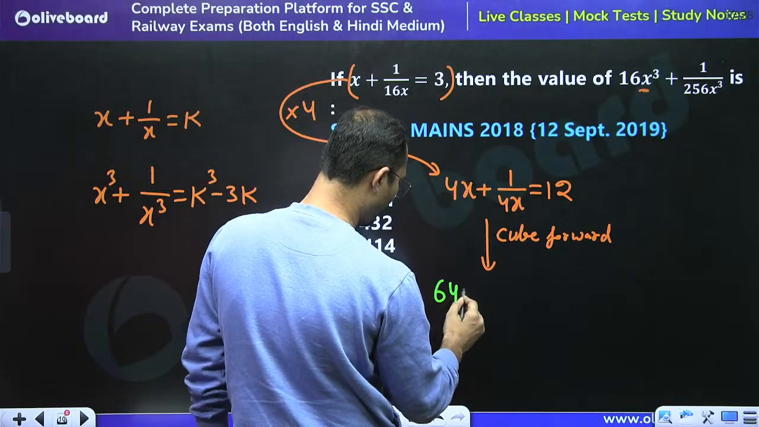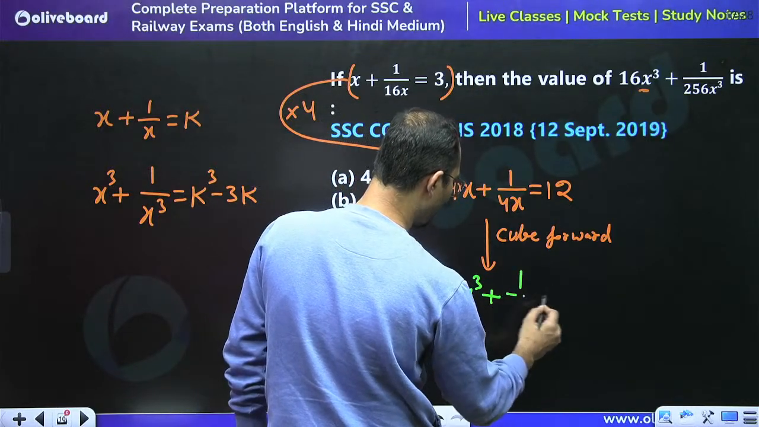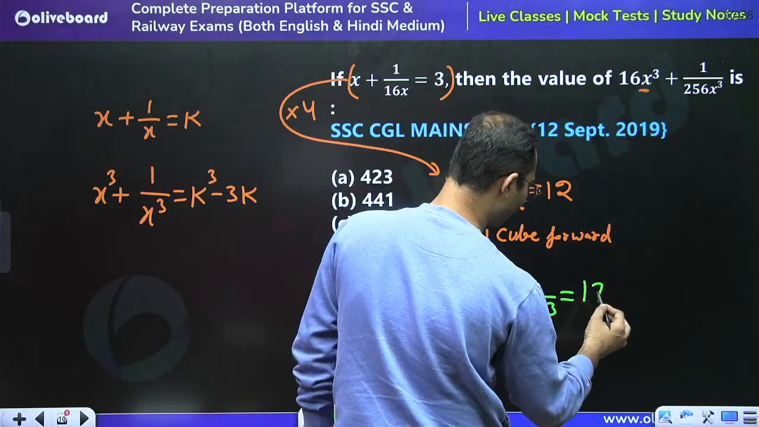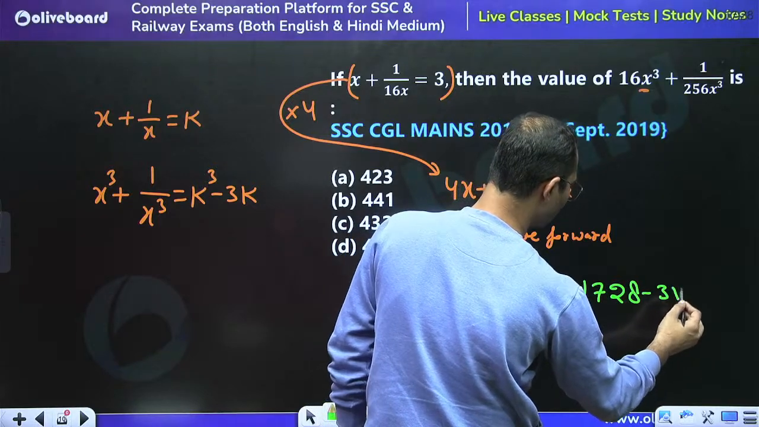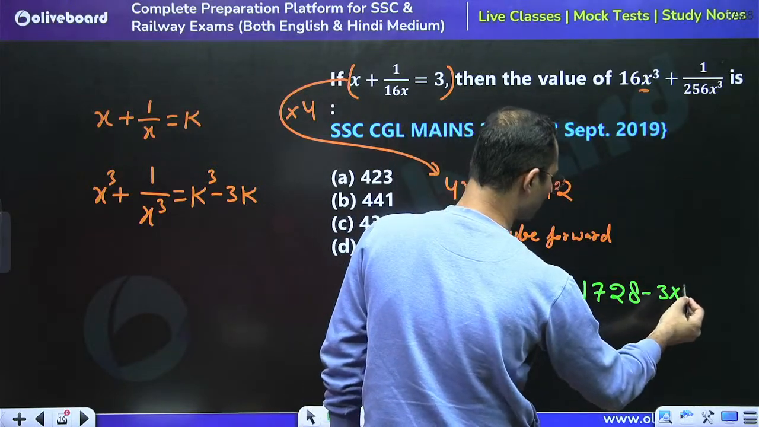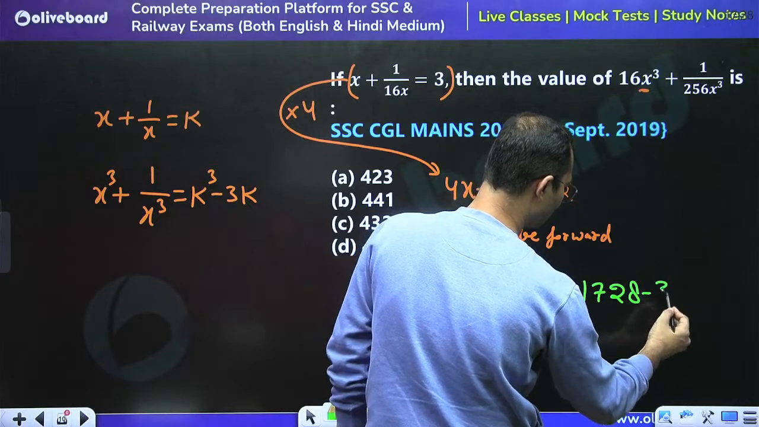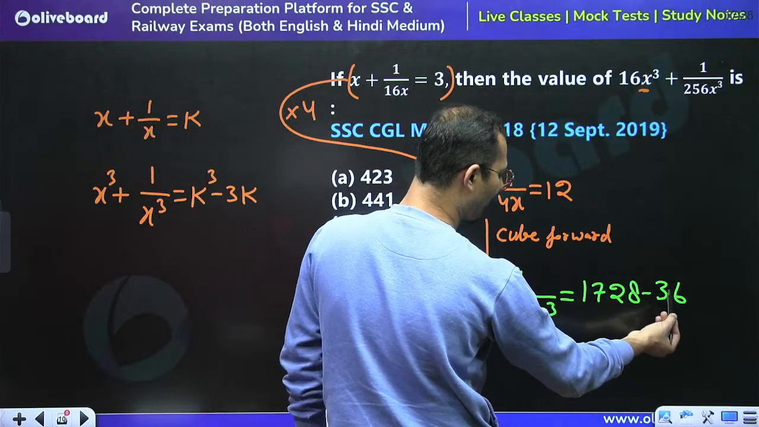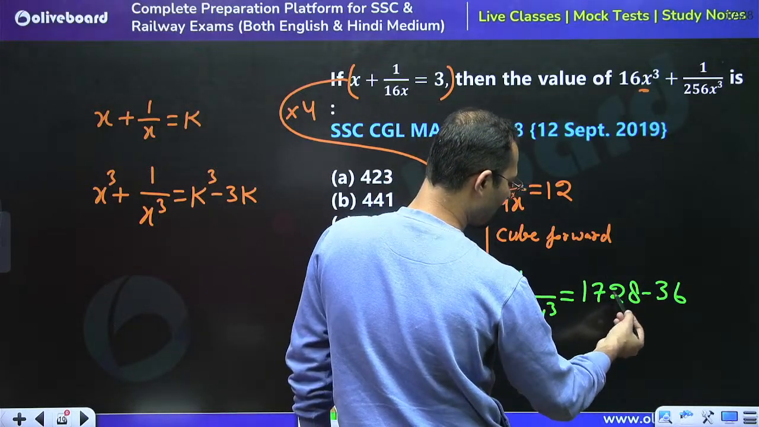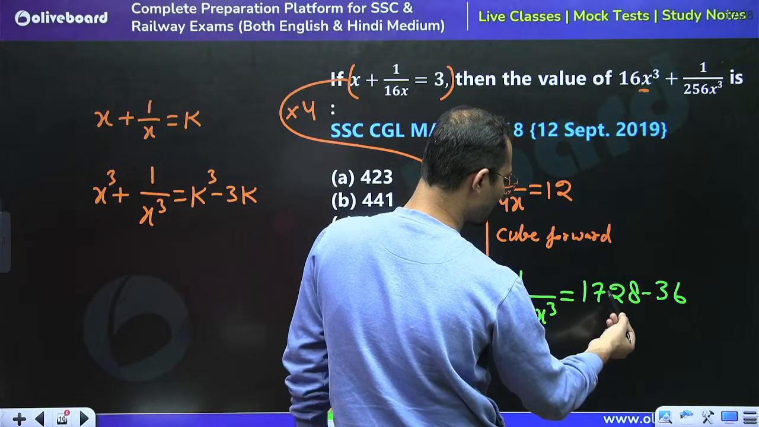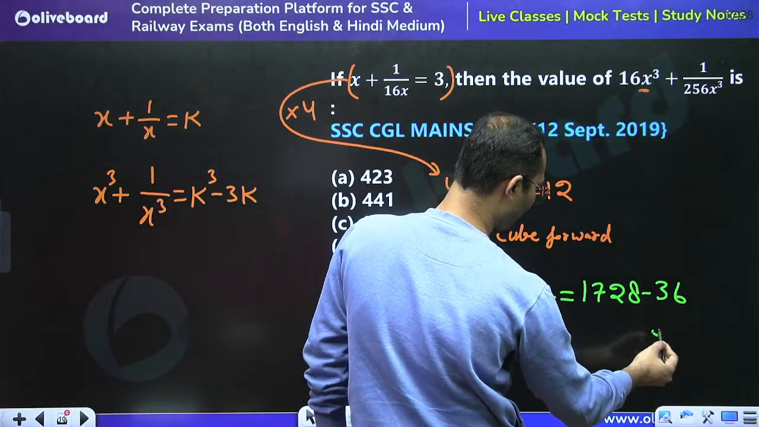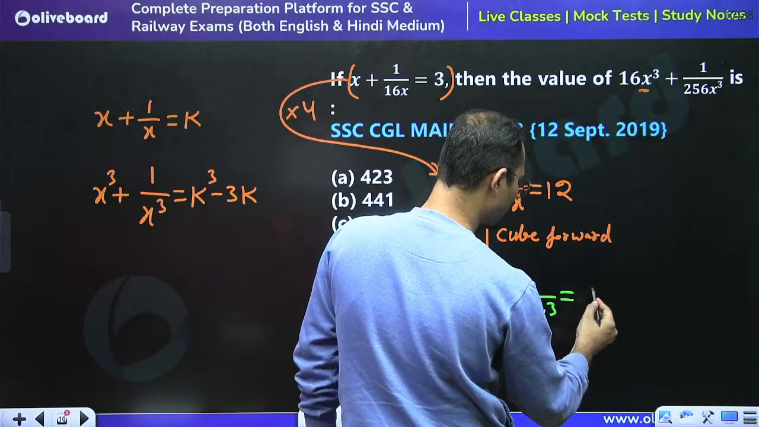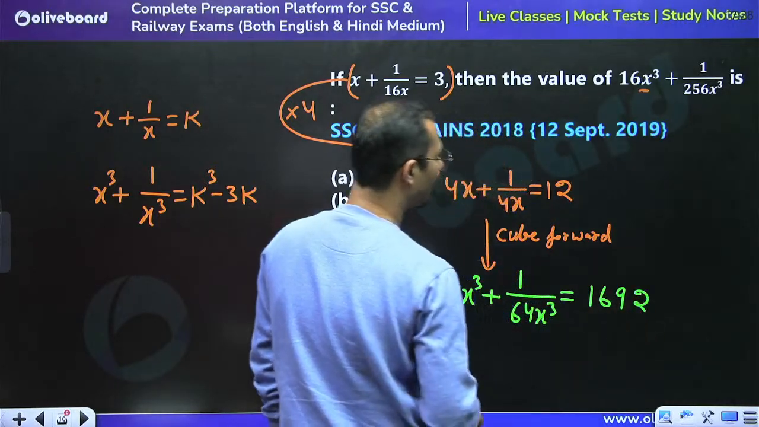64x cube plus 1 upon 64x cube is equal to 12 cube, 1728, minus 3 into 12, that is 36, right? So I will get 1728 minus 36. So you will get 1692. So this is equal to 1692. Is this clear? Now see the question.